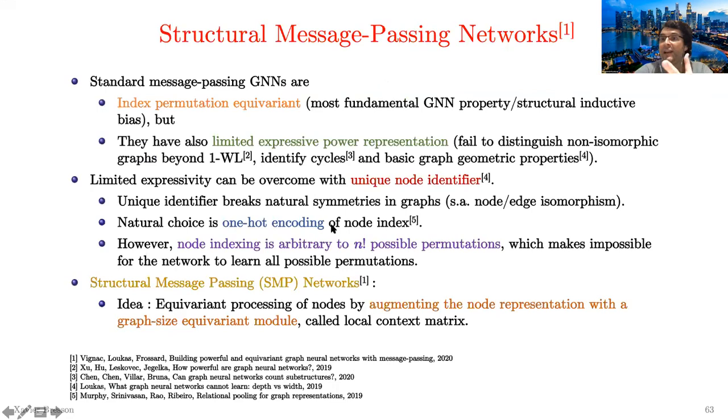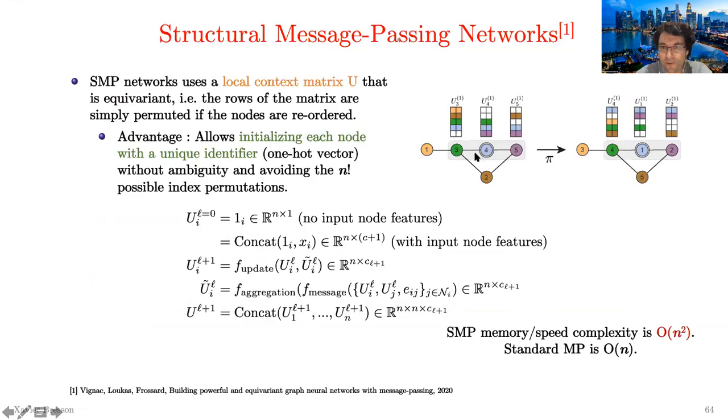So we would like to use this indexing of nodes to represent the nodes uniquely. To do that, we are going to use the structural message passing network from Andreas Loukas and his collaborators. The idea to use this indexing of the nodes is to augment the node representation with a graph size equivariant module, which is here. So this is your graph. This is the node which is indexed by the number 3, and then you can apply some permutation of your nodes. This time it will be the number 4. The color is the feature.